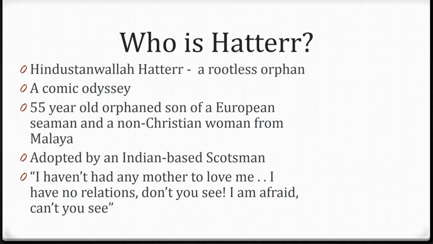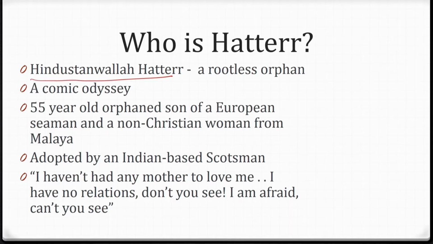It is difficult to make sense of it because the intricate structures are very carefully and even pedantically planned, as Burgess would say. Coming back to the novel and trying to make sense of some of the aspects that the novel foregrounds, who is this character Hatterr? H. Hatterr is Hindustan-wala Hatterr. He is a rootless orphan. His story is being narrated as a comic odyssey. And when this narration begins, he is a 55-year-old orphan son of a European seaman and a non-Christian woman from Malaya. She is from Penang.